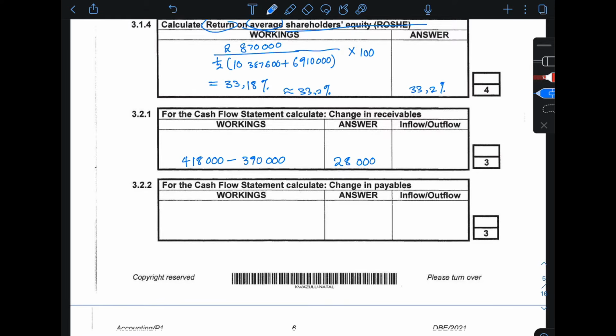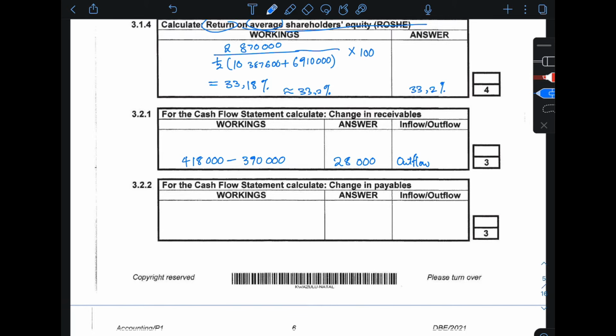Now, coming to this answer, is it an inflow or an outflow? It's going to be an outflow. Why? Because our debtors have increased. This simply means we have not received any money, but we have only just taken out stock to our debtors. We only took out stock and gave it to them, but we haven't received any money. That is why our debtors have gone up. So we have not received any cash. Remember, when we're talking about cash flows, we're talking about the flow of cash.